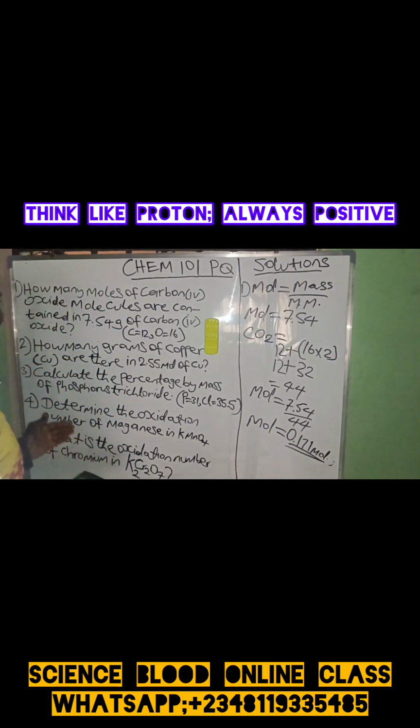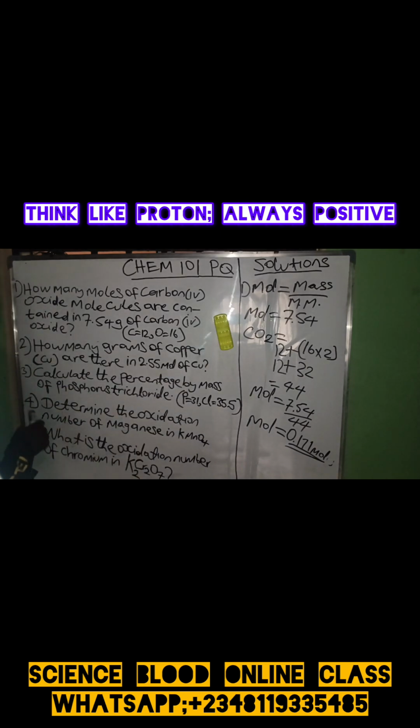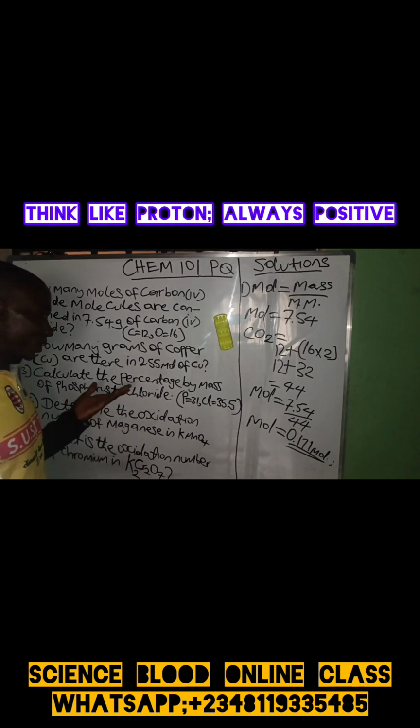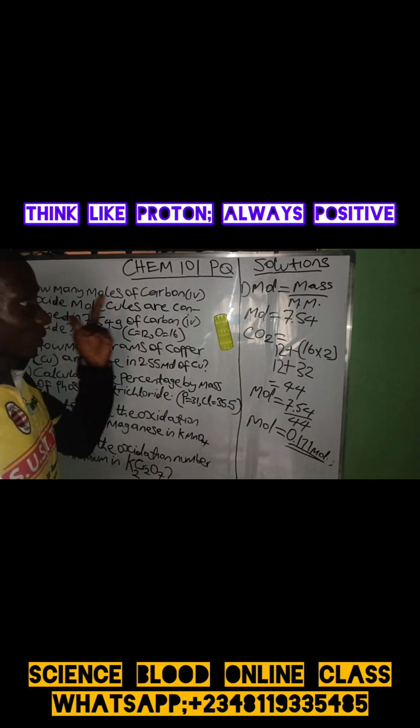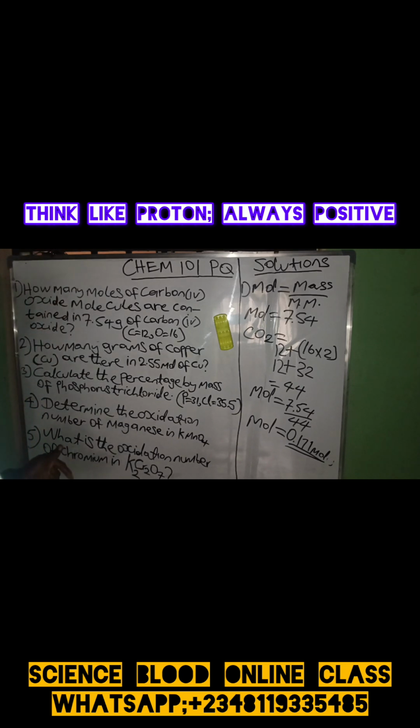So let's move to question number 2. Question number 2 says, how many grams of copper are there in 2.55 moles of copper? Okay, all right. For this second question, the same formula will be applied as well. So we don't need to waste much time on this second question.